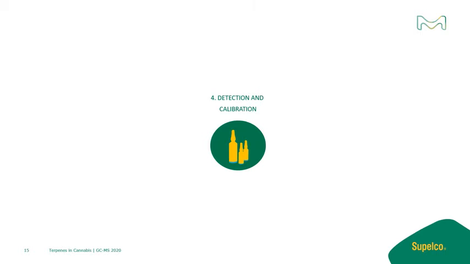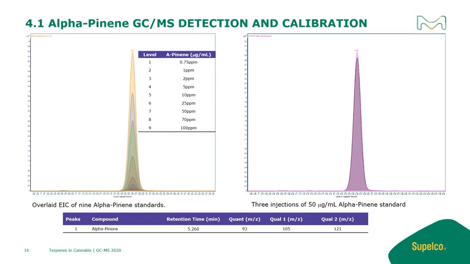Let's review the detection and calibration. In this case, we see alpha pinene. We see the levels from 0.75 ppm to 100 ppm, and we see that 3 replicate injections at 50 micrograms per mil is very highly reproducible.